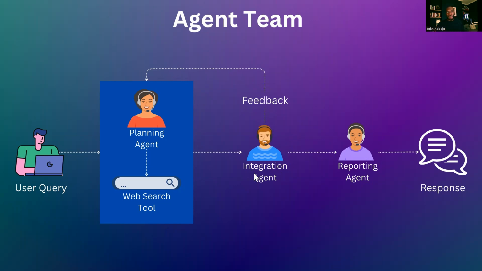So the idea is that the integration agent is supposed to provide feedback back to the planning agent, and the planning agent can adjust its plan or adjust the way it breaks down a question to find the relevant information through the web search. Once the integration agent is happy with that, it's passed on to the reporting agent, and the reporting agent takes all the information from the integration agent and creates a response. That response provides citations from the websites the information was pulled from. That is the workflow in a nutshell. And we'll get onto the code itself to implement this next in AutoGen.